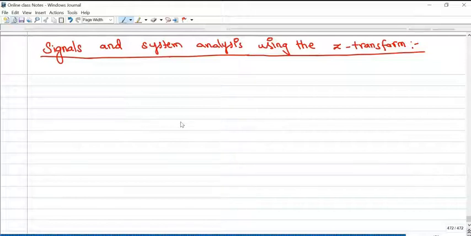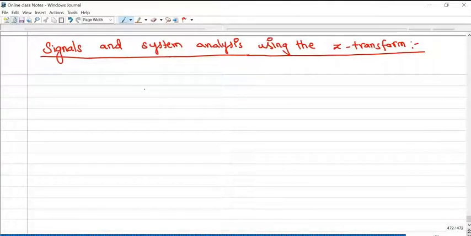There are many problems in Z transform, starting with standard problems, properties, problems using properties, and the inverse Z transform. Inverse Z transform itself has 4 different categories, and then analysis of LTI systems and stability checking. This particular topic is very important, so we will start directly with the problems.